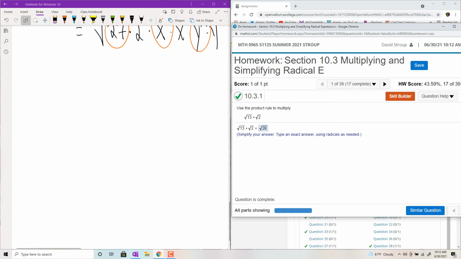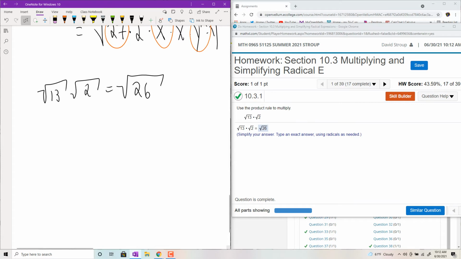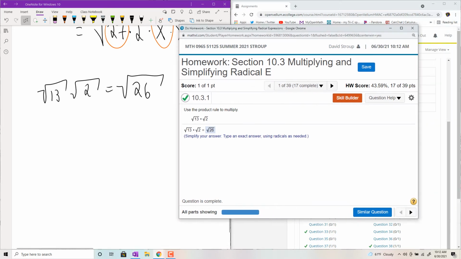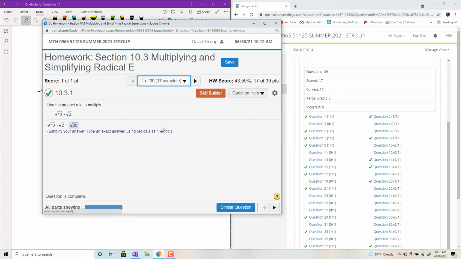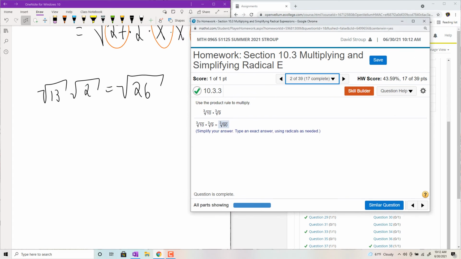Okay, so yeah, the first problems, all you're doing is multiplying out using the product rule. No simplification involved in most of these. So square root of 13 and square root of 2 is square root of 13 times 2, which is square root of 26. I wonder if it tells me which ones I got right. Same deal here. All you're doing is just multiplying out and then putting them inside the root.